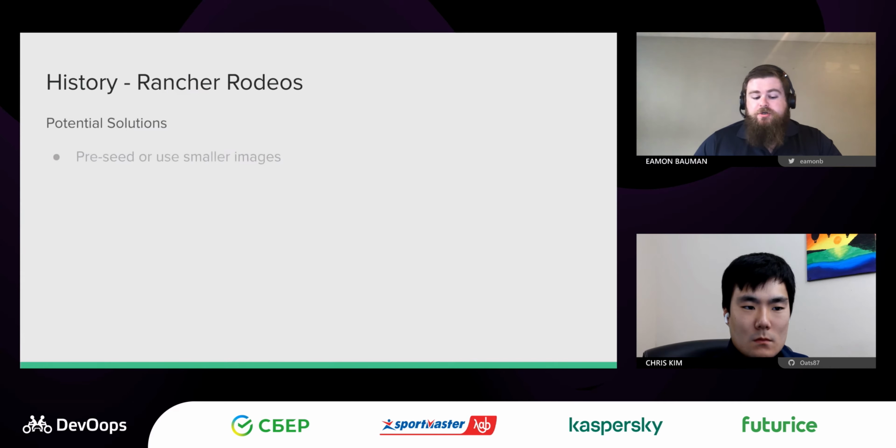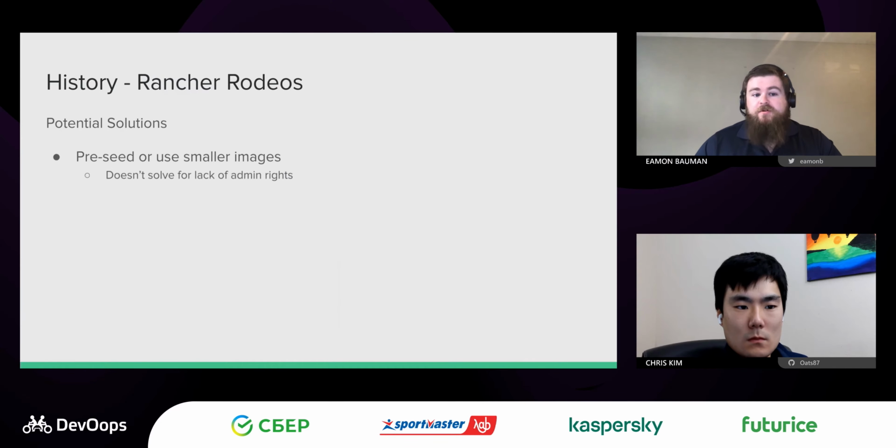One potential solution was to pre-seed the images onto some sort of laptop that the user would bring, or use smaller images. The idea would be that an attendee to a Rancher rodeo could read the instructions ahead of time and download the images onto their workstation. That would help with the conference Wi-Fi issue, but it doesn't solve for the lack of admin rights. We still would have attendees who lacked administrative rights on their computers and wouldn't be able to perform the actions.